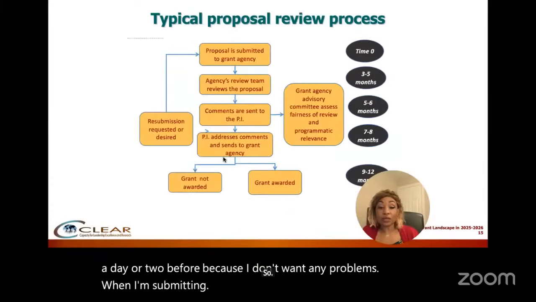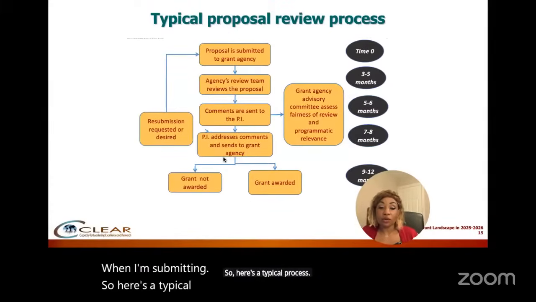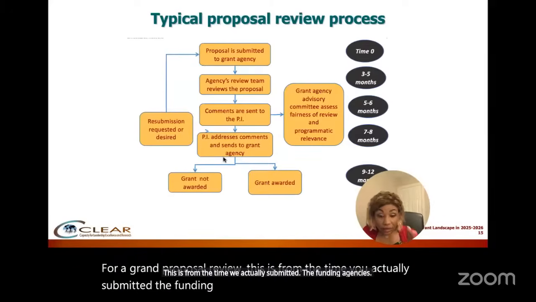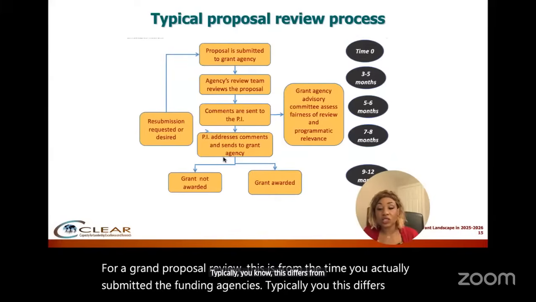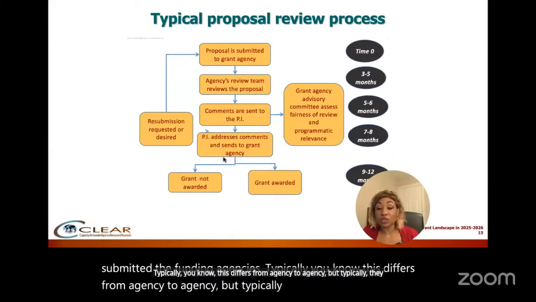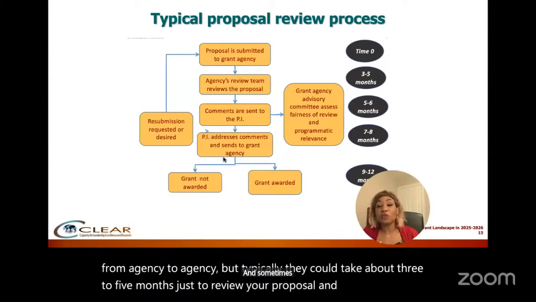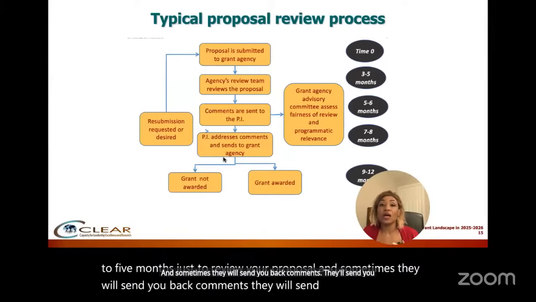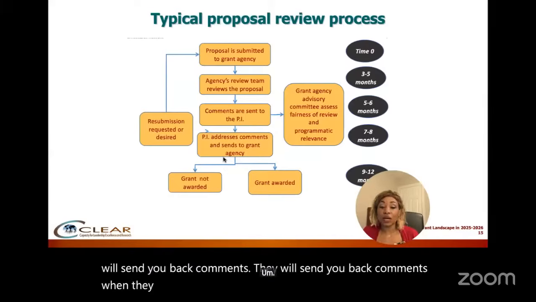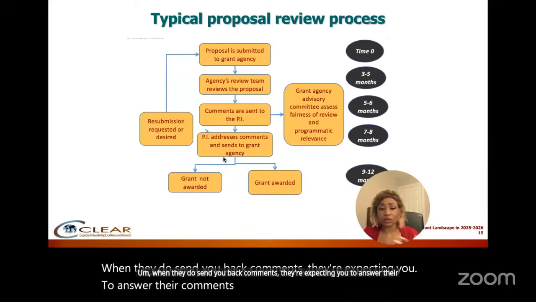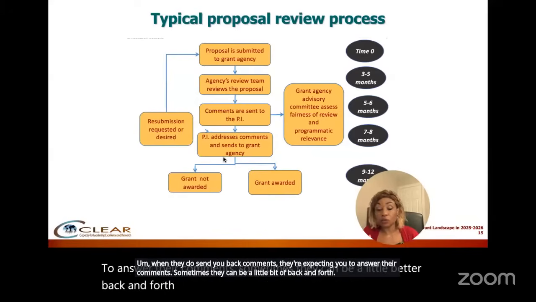So here's a typical process for a grant proposal review. This is from the time you actually submitted. The funding agencies typically, this differs from agency to agency, but typically they could take about 3 to 5 months just to review your proposal. And sometimes they will send you back comments. When they do send you back comments, they're expecting you to answer their comments. Sometimes there can be a little bit of back and forth.